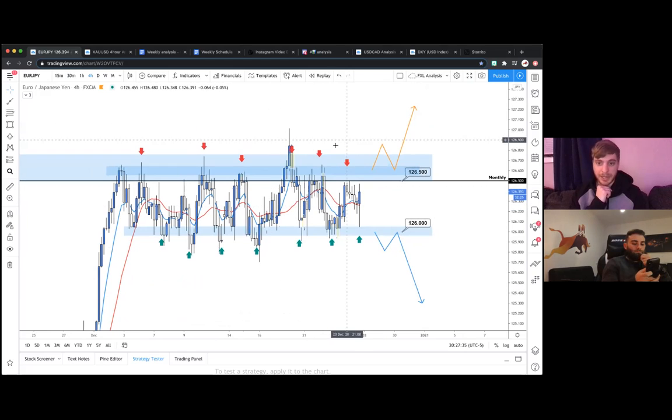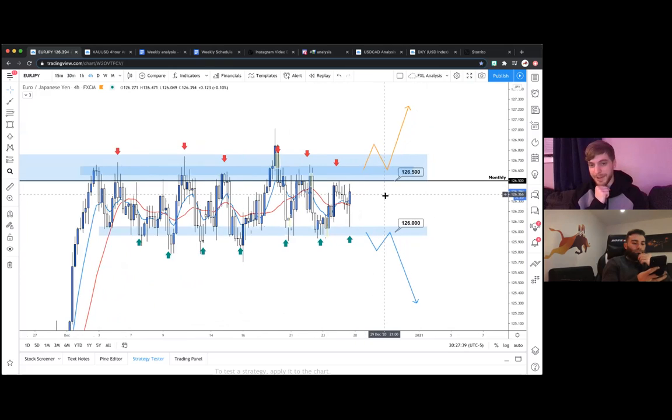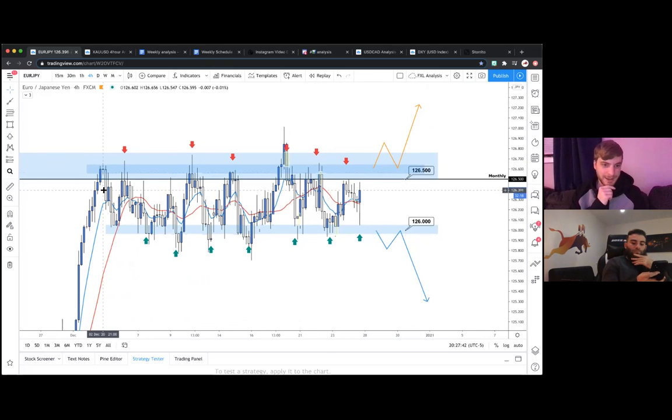But until then, guys, have fun. If this thing keeps going sideways, have fun trading this. That is just insane, though. You don't see ranges this big that often, especially this tight, since literally the whole month of ranging.